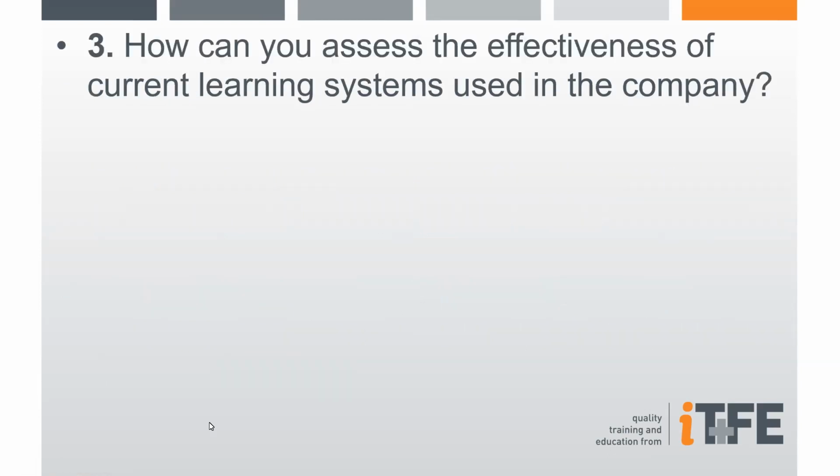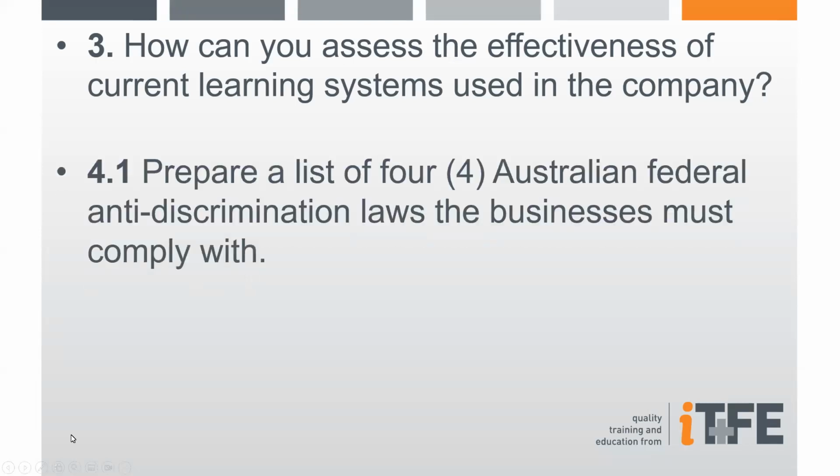All right, number 3, how can you assess the effectiveness of current learning systems used in the company? Now, this is a little bit funny to answer. So basically what we need to get from the students is a procedure to assess the effectiveness of current learning systems in your workplace. That would be the easiest way to look at that. So let's move on, because that one's a in your workplace one.